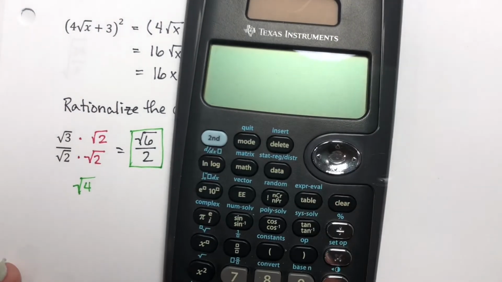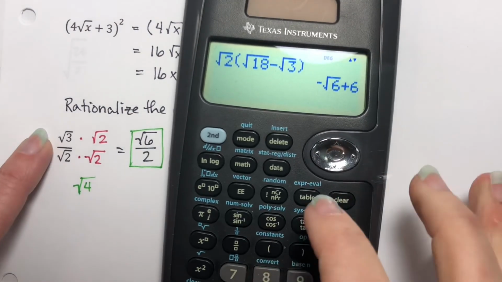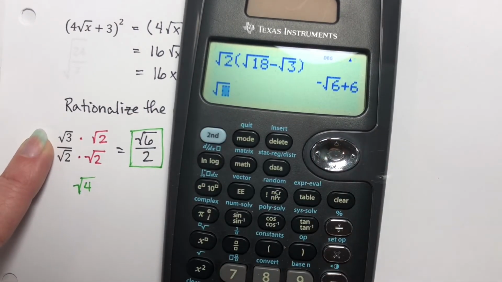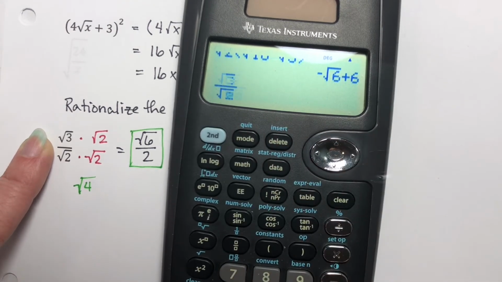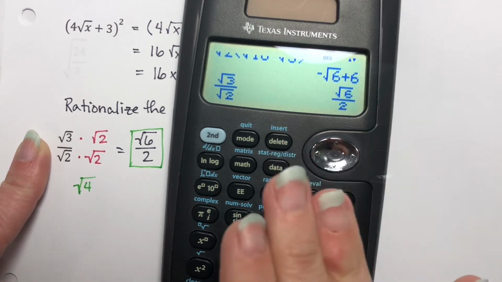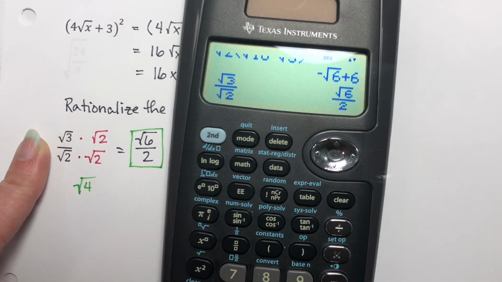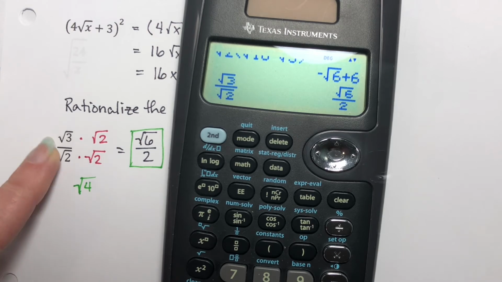I believe if you enter this in your calculator as a fraction, it will rationalize for you, and it does. But remember, this only does small values and it only does square roots. It doesn't do any other kind of root. So you can't depend on this as your method of solving.